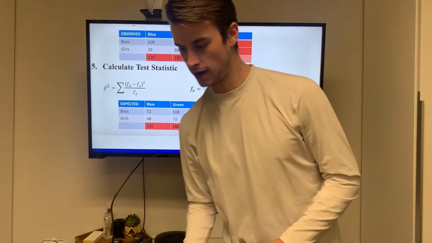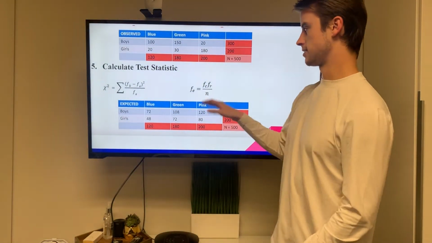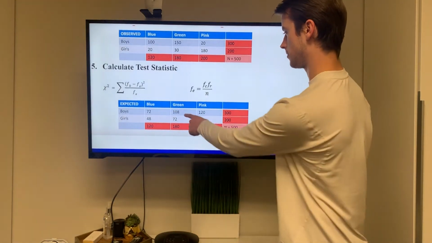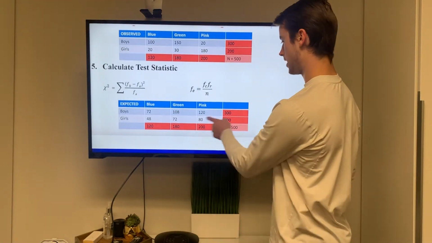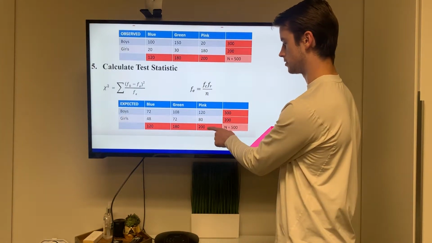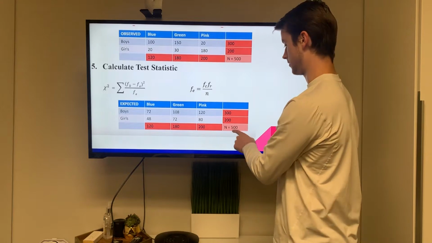This is the same step, but I just wanted to fill all the rest of these in so you could see them, right? So same thing here, I would do 180 times 300 divided by 500. And this one I would do 200 times 300 divided by 500.